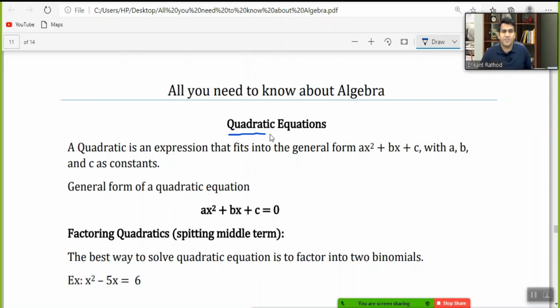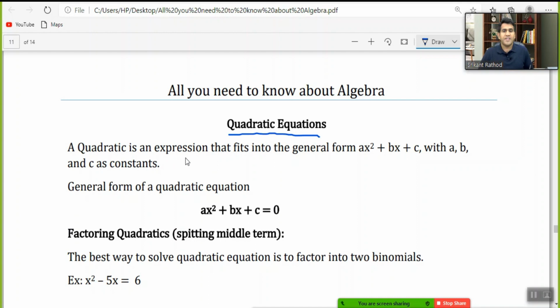Let me tell you, this is the continuation of the previous class. In the last class, we discussed factoring and distributing the equations, along with simultaneous or a system of equations. If you have not watched that video, I suggest you please follow that video for a better understanding of algebra. So, right, let's start. Quadratic equations.